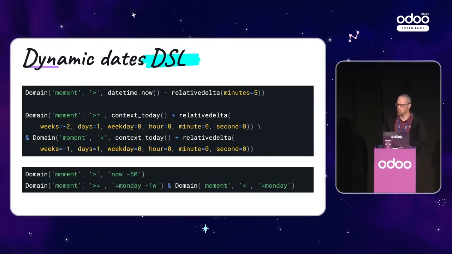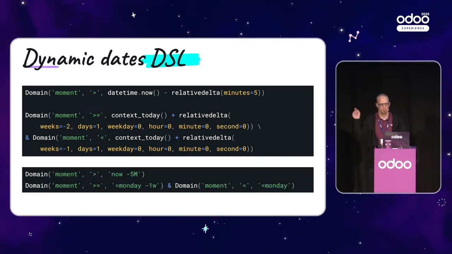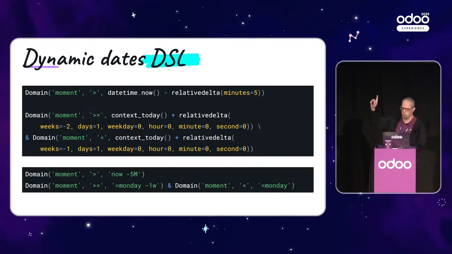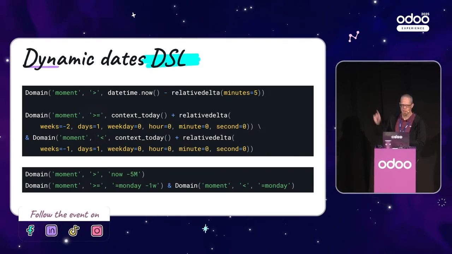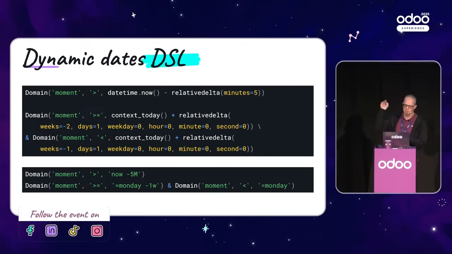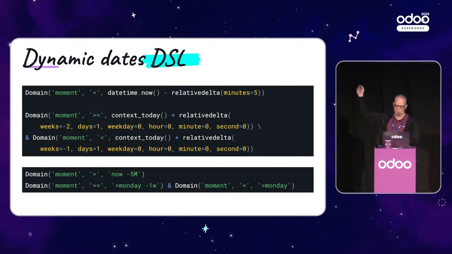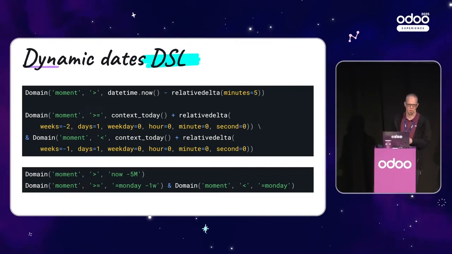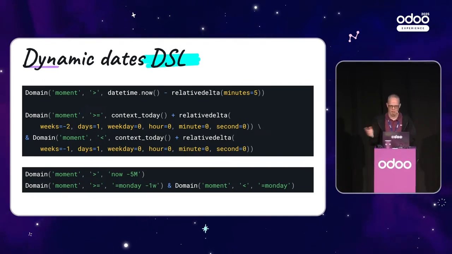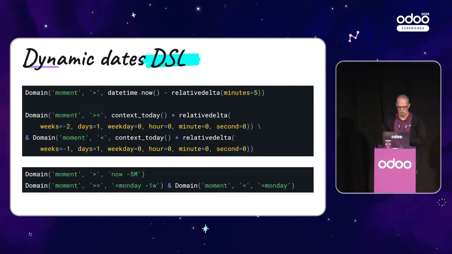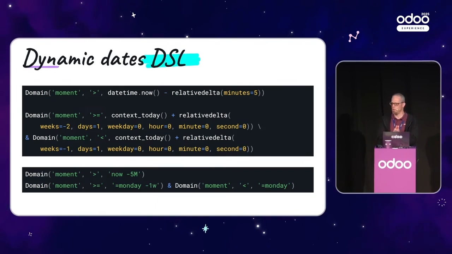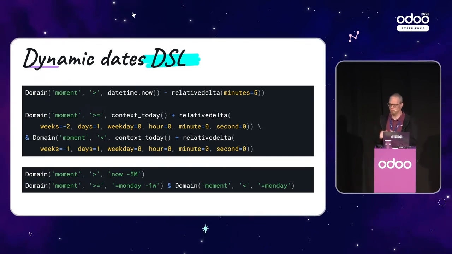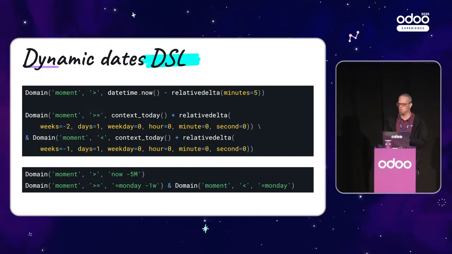And with the DSL, we essentially do the same thing. We just made a little syntax for it, a little parser, and then it does the same thing as the relative delta, but it's way more readable that way. So you could say now minus 5 minutes, or when you say =Monday, you say, okay, put yourself on the Monday of this week, and then do minus 1 week, or just stay on Monday, and that's how the second domain is translated.